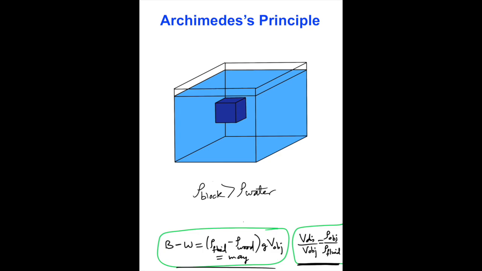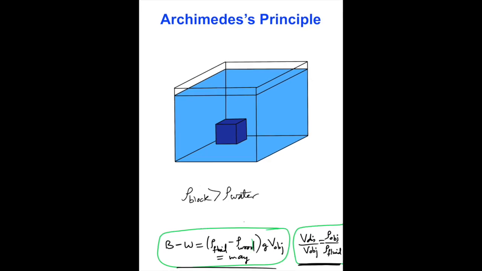So now suppose the density of the block is larger than the density of water, then the block will accelerate downwards and sink to the bottom. And then there is the added normal force at the bottom that will keep it in equilibrium.